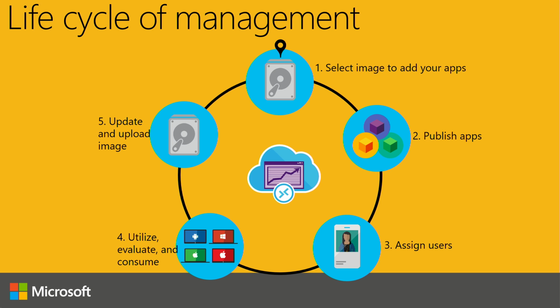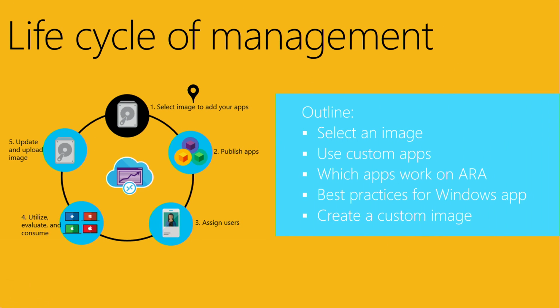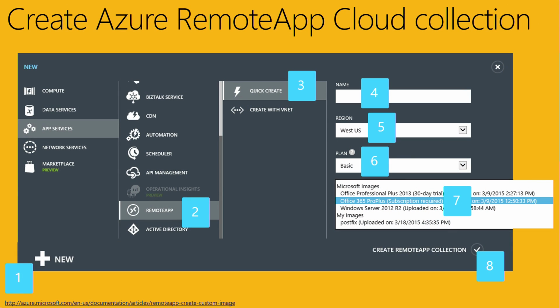So publish applications. How do I publish applications? How do I assign users? And then the end user experience. How do I utilize, evaluate, what's that end user experience interacting with the applications? And then lastly, hey, I need to make changes or updates. How do I go about doing all of that? And so this is kind of the life cycle. I keep coming back to this at each phase, but this is where we're going to go. So life cycle, select an image, add my app. So let's deep dive in this section. I'm going to talk about those items that are available up under there.